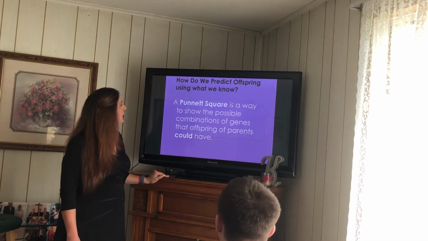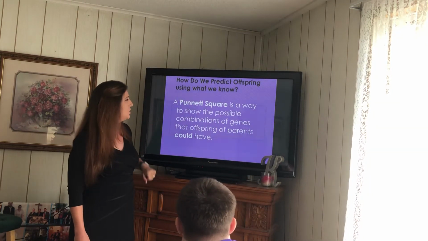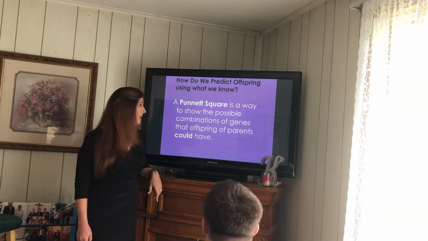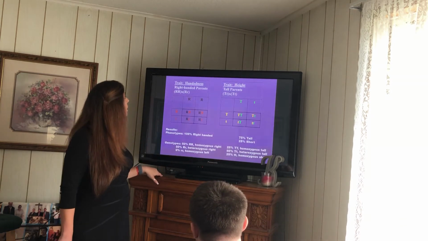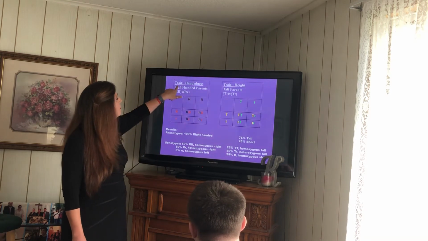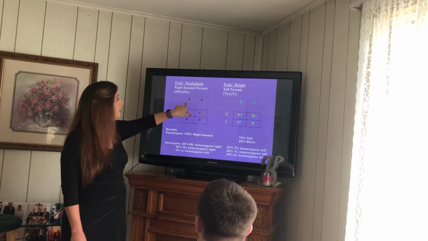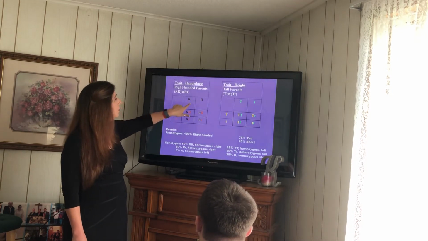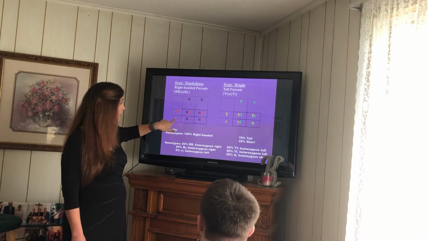So how do we predict offspring using what we know? A Punnett square is a way to show the possible combination of genes that offspring of parents could have. So this is a Punnett square. It consists of 4 squares, and then over top we're going to put the father's gene makeup and the mother's.